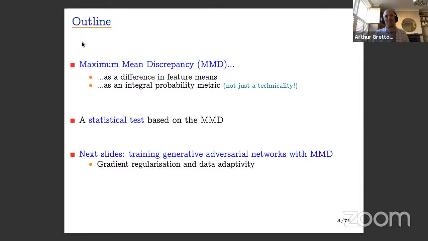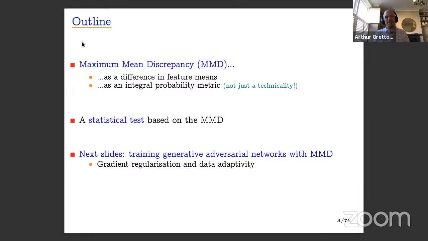The maximum mean discrepancy can be interpreted in one of two ways. One is as the difference of feature means. This way should already be very intuitive to everyone, because yesterday we talked quite a lot about infinite dimensional feature vectors. So you might already have a sense of how we might be able to use these infinite dimensional feature vectors to find feature means to compare probabilities.